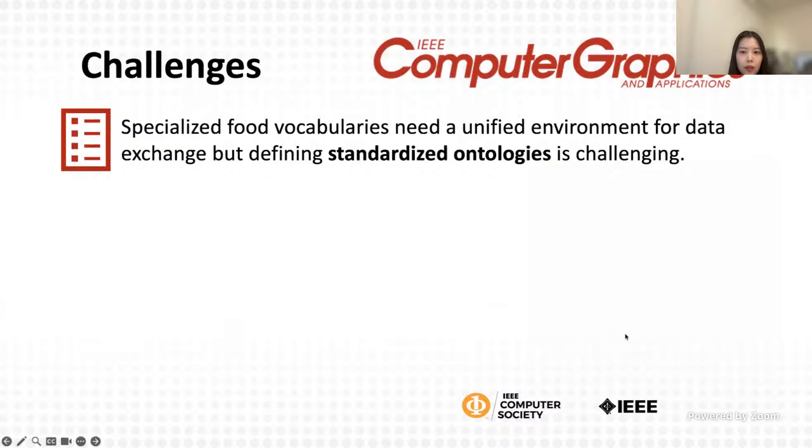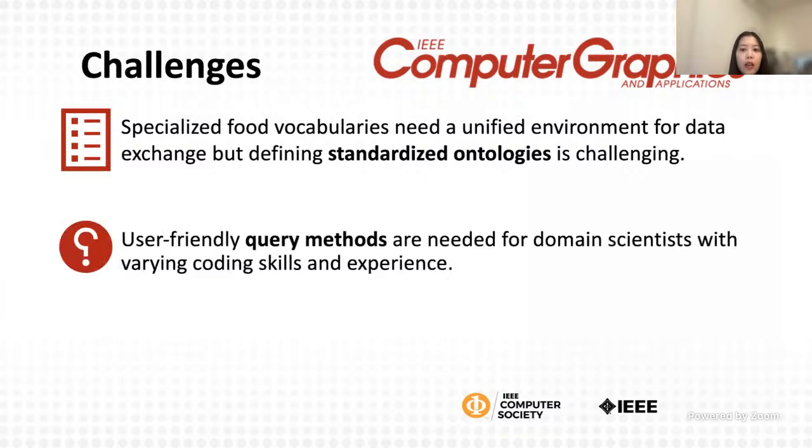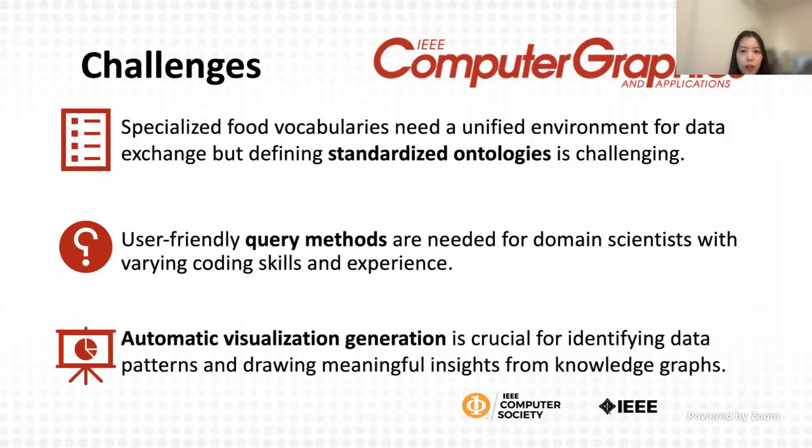In food systems, however, there are several challenges for domain experts to interact with the knowledge graph in smart foodsheds. First, it is challenging to define standardized ontologies to have a unified environment for data exchange. Second, querying information from a knowledge graph can be done through structured query languages such as SPARQL. It can be quite difficult for those who lack such background knowledge. Third, with a larger amount of information queried from the knowledge graph, efficient visualization is necessary to display data patterns effectively.